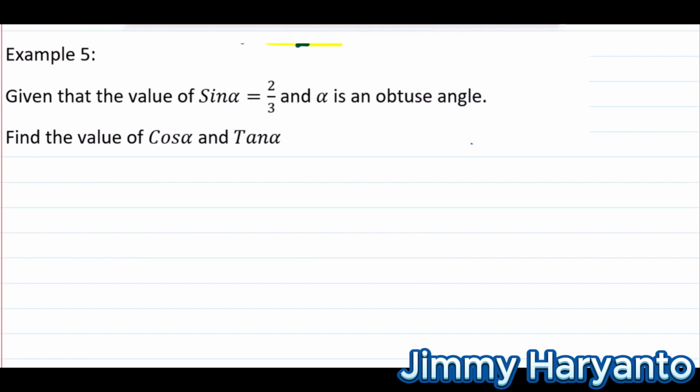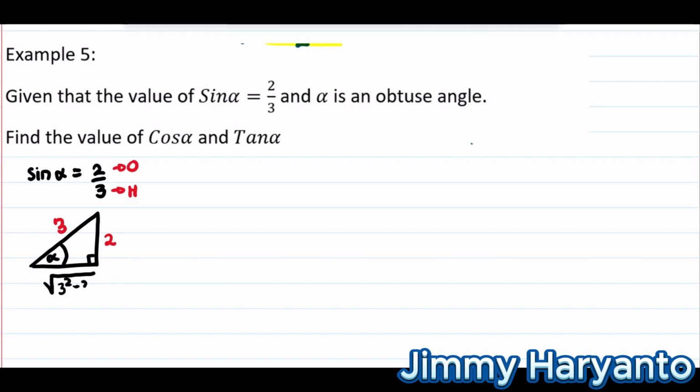Okay, next is example 5. For example 5, given that the value of sine alpha equals 2 over 3, that means we have to prepare the other trigonometric ratios first by creating a right triangle like this. This one is alpha. The formula of sine is opposite over hypotenuse. That means the opposite is 2, the hypotenuse is 3. The adjacent will be square root of 3 squared minus 2 squared using Pythagoras theorem. That means you will have square root of 5.